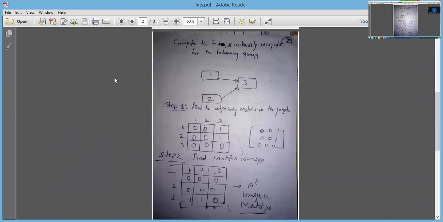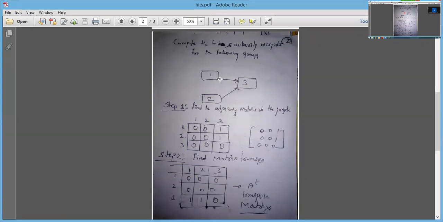Now, as people can see, the web page is going to be designed in terms of a graph, where there are three pages: one, two, three. Every page is considered a node, and the link from one page to another page is considered an edge.